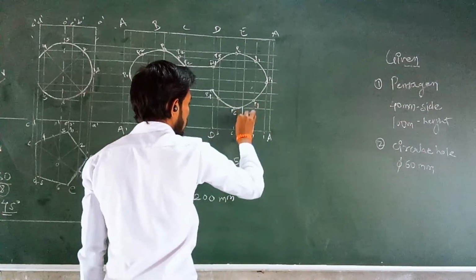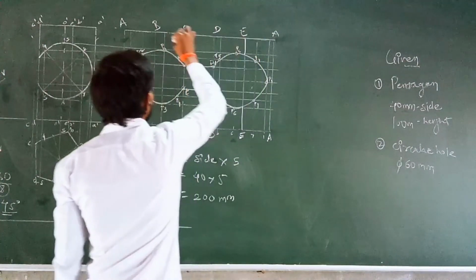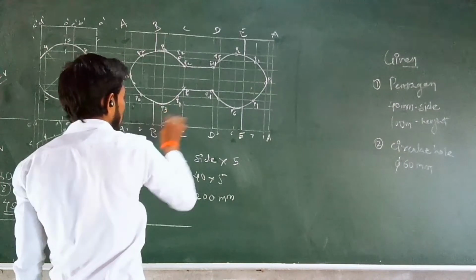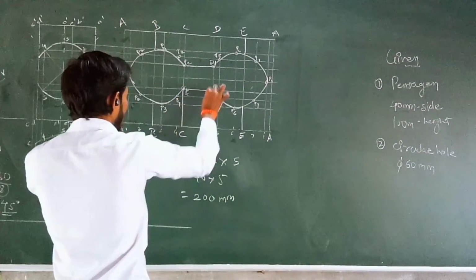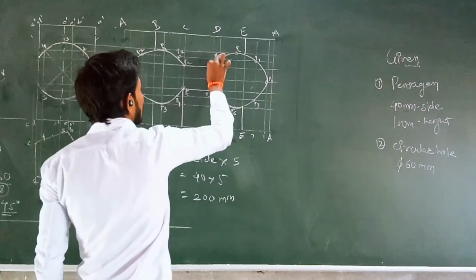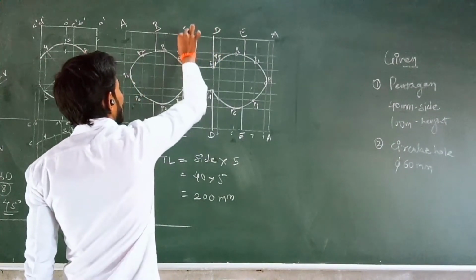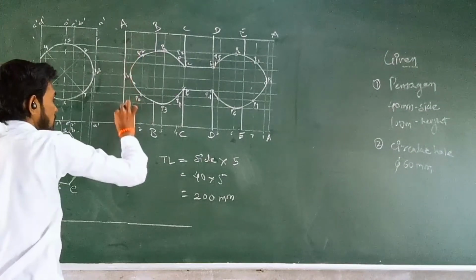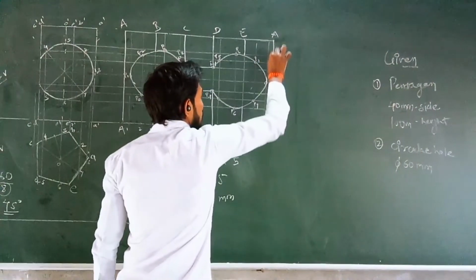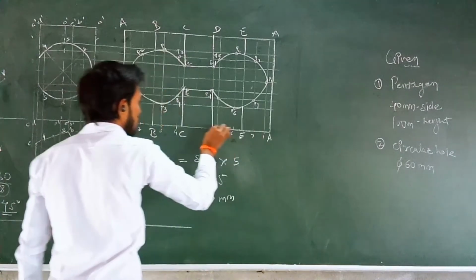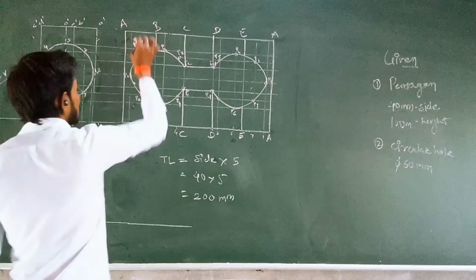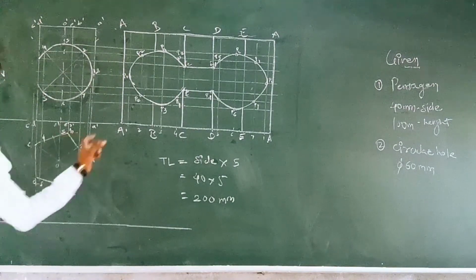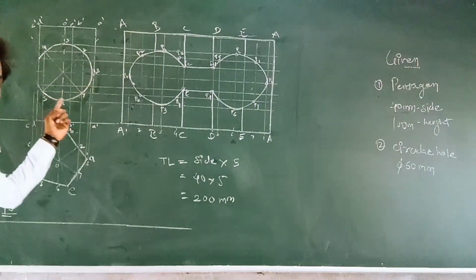Now because this is a pentagon, this surface is also a dark surface. Okay, this is also a dark surface and it is not cut by the circular cone. This is the complete solution for the development of surface of pentagon with a circular hole.